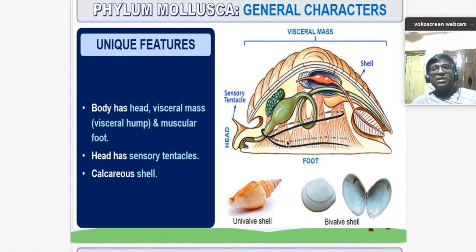The diagrams are there, I'll show you that. See, the body is divided into unique features. Body has head region, visceral mass. This region is the visceral mass. Then they have a muscular foot. Head has sensory tentacles, and they have a calcareous shell which protects their soft body. See, the shell can be univalve as in Shankha or apple snail. In case of Kapechippu, it is bivalve, or in oyster, it is bivalve. So they have two shells. They are all calcareous in nature.